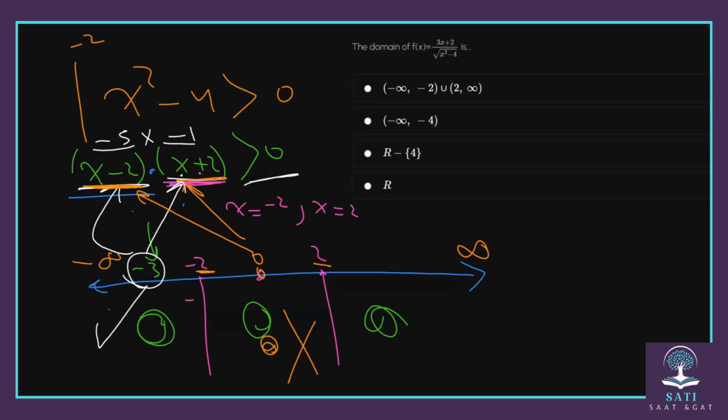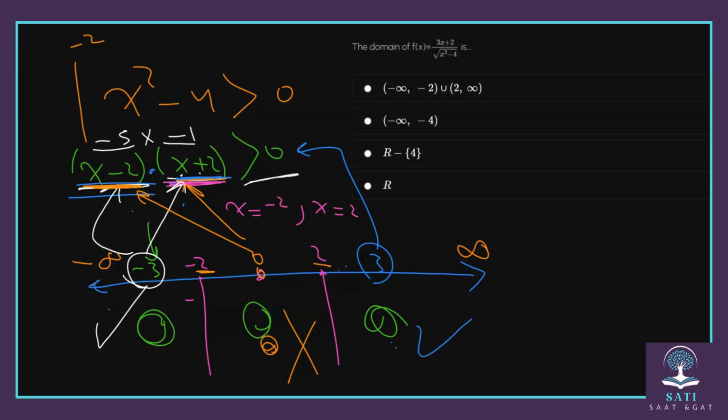Okay, what about the third region here? I take a number that is greater than 2, like 3. When I take 3, I substitute it in the green inequality instead of x. Here x plus 2 becomes 3 plus 2, and I'll get 5. And here I'll get 3 minus 2, which is 1. 1 times 5 is 5, and 5 is greater than 0, so that means it works.